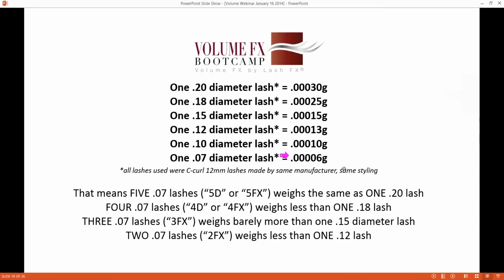So now if you do the math, weighing the heaviness of a lash, you can see very easily that 5 0.07 lashes, 7 times 5, that's called a 5D, a 5-dimension, or a 5FX. If you're dealing with me, I call them effects. That weighs the same as a 0.20 lash. So if your client has nice and healthy lashes, you can put 5 0.07 lashes onto that healthy lash and still have less wear and tear, because you're going to use less adhesive and you're not going to be diminishing the flexibility of the natural lash.